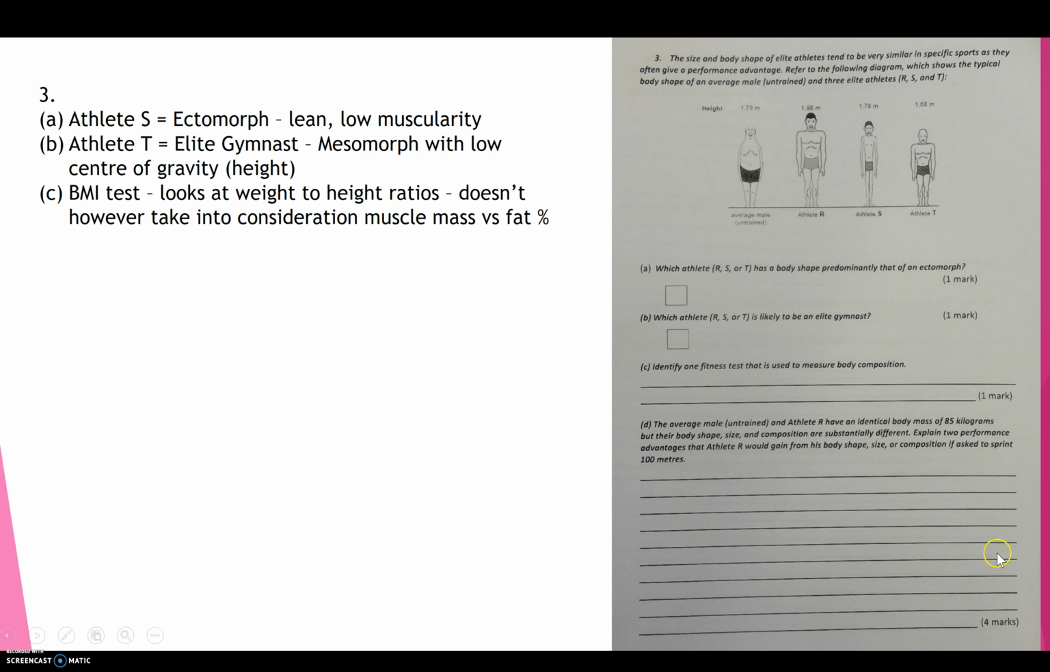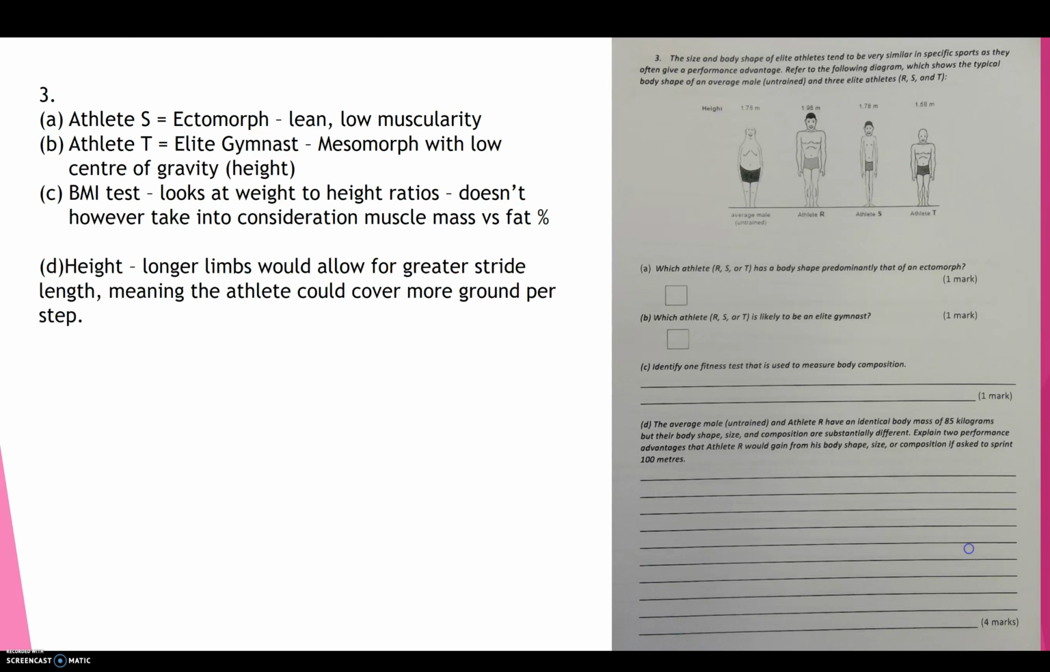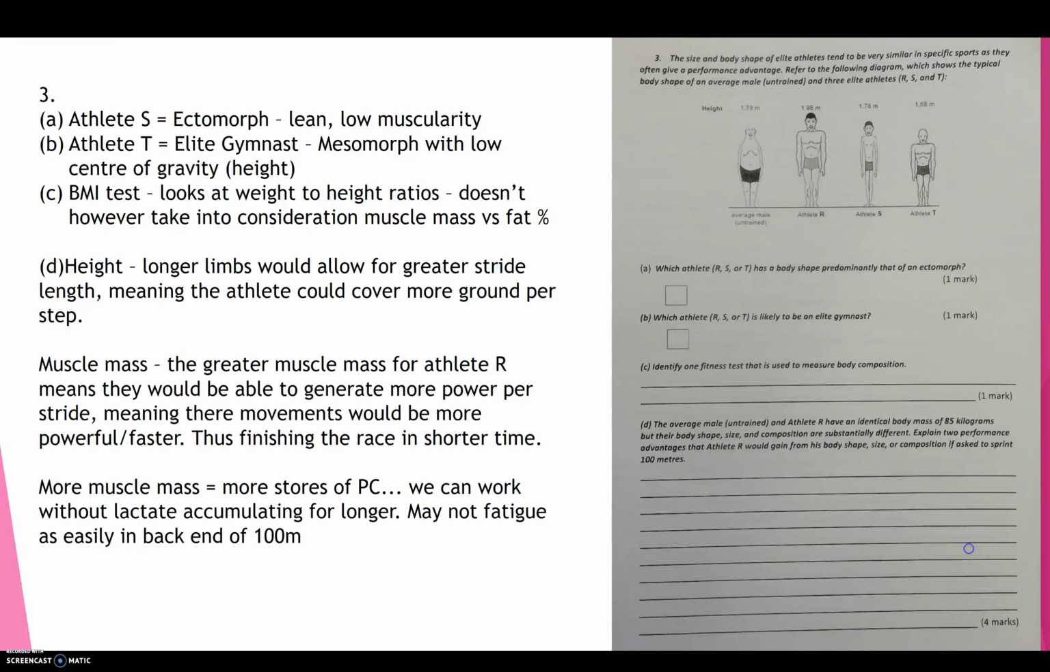D. The average untrained male and the athlete have an identical body mass of 85 kilos, but their body shape, size and composition are substantially different. Explain two performance advantages athlete R would gain from his body shape if asked to sprint 100 metres. So, height, which a lot of people wrote: longer limbs would allow for greater stride length, meaning the athlete could cover more ground per step.